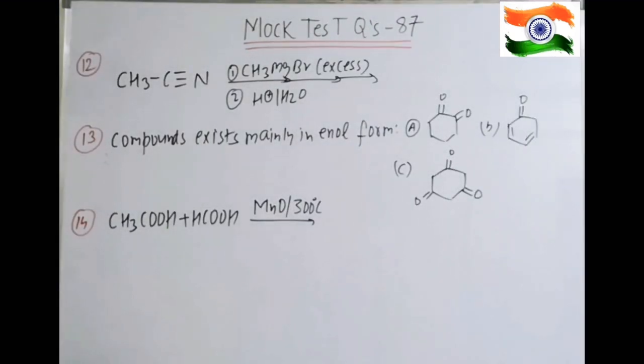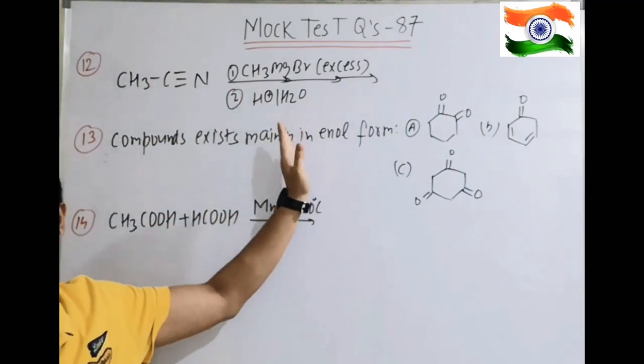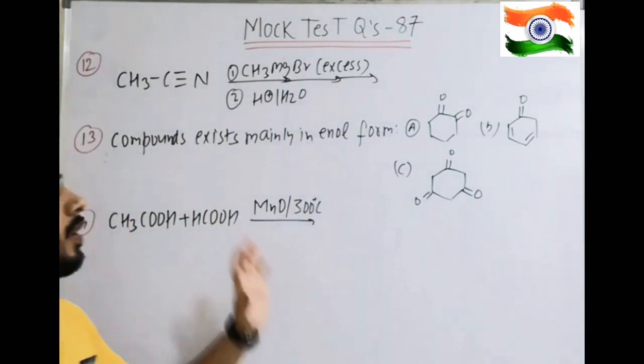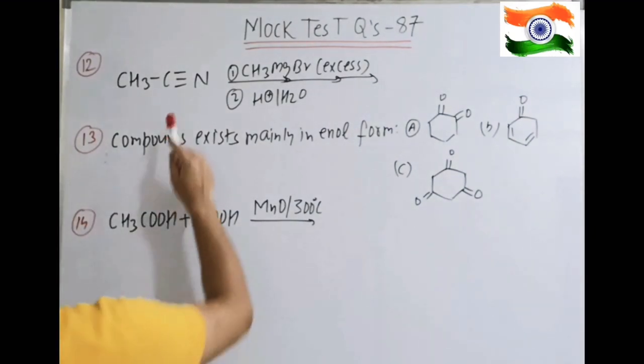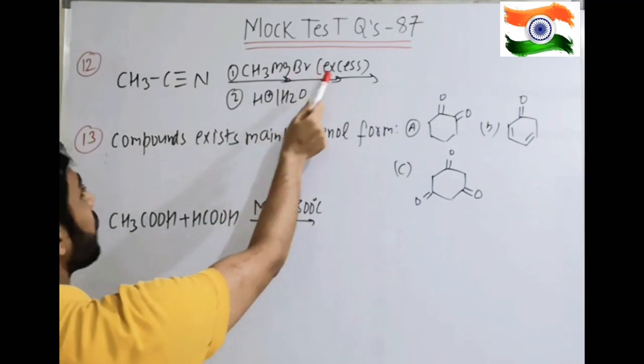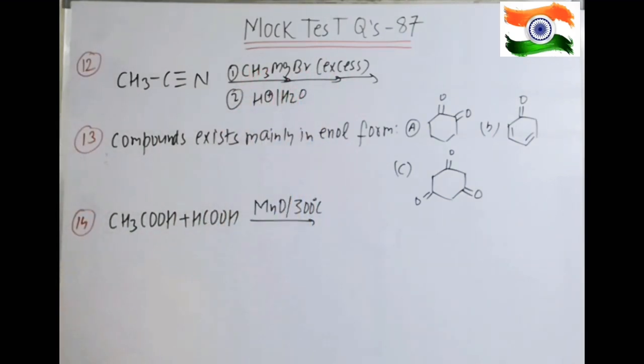In the next question, although you can understand it by seeing the solution in the app also, you have done this example in notes, but it is an important question, that's why I am putting it here in the discussion. RCN, that is CH3CN, with excess CH3MgBr is written. The second step is H plus, H2O. Write down the final product.